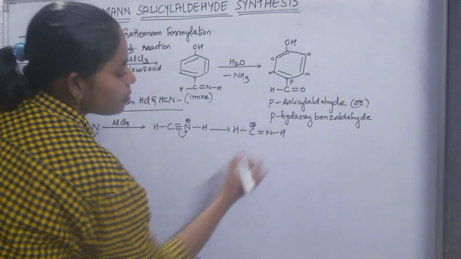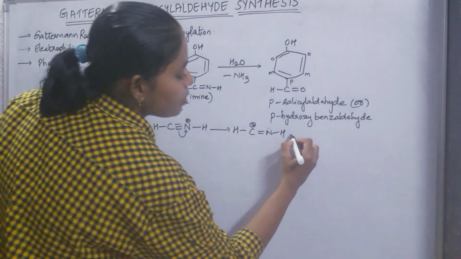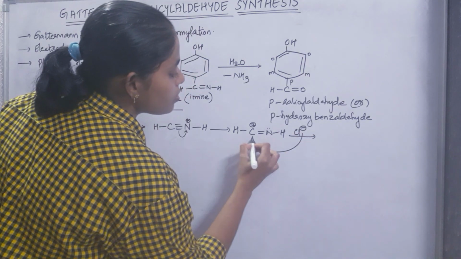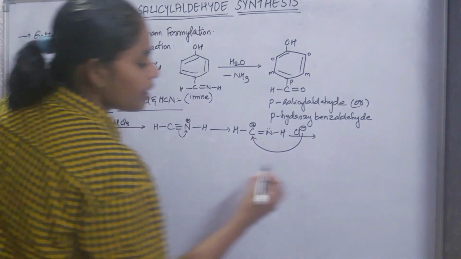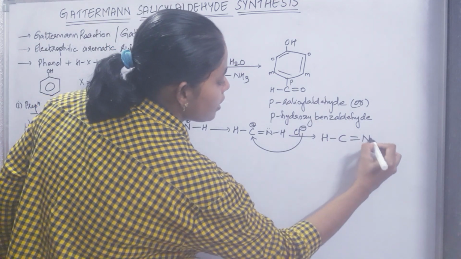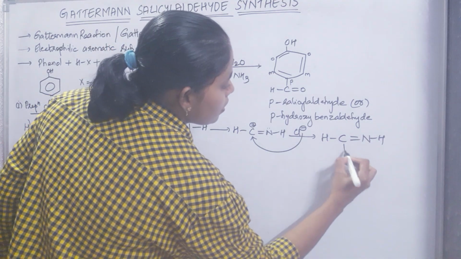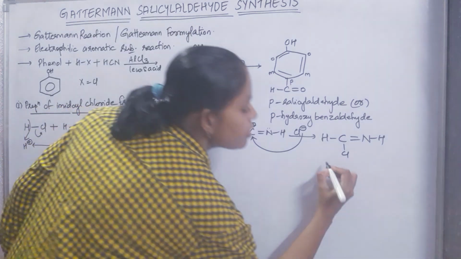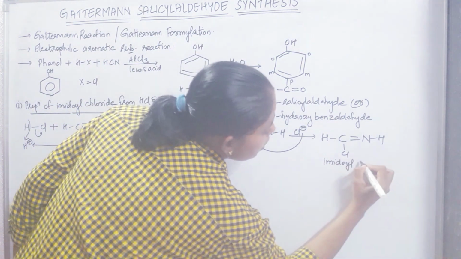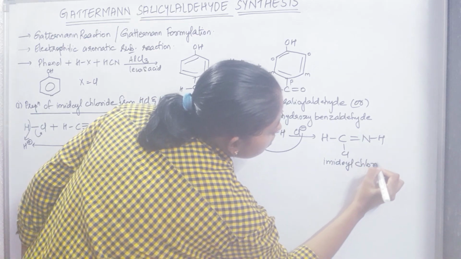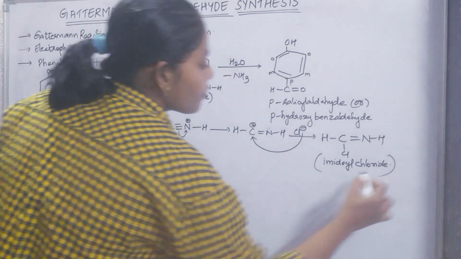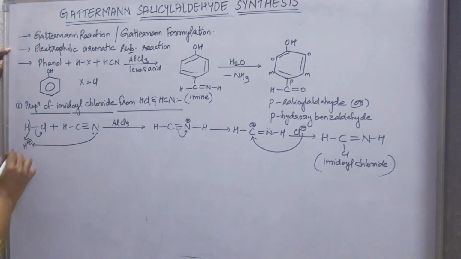The carbon is getting a positive charge. Now the chloride ion, Cl minus, will donate its electrons to this electron deficient carbon atom, giving us HC double bond NH and a Cl here. So this is imidoyl chloride.